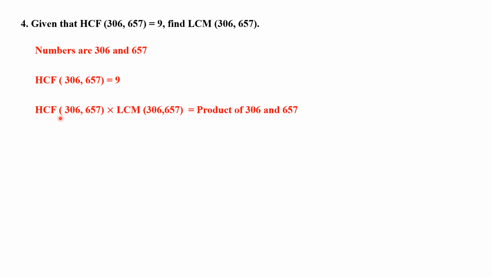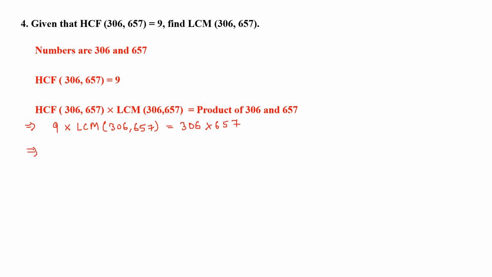First of all, we will write what is given in the question. So the numbers are given as 306 and 657. Then the HCF of both the numbers is given as 9. And now we have a relation: the product of HCF and LCM is equal to the product of the given two numbers. Now I'm going to substitute the values over here. So HCF of 306 and 657 is given as 9 into LCM is equal to the product of the two numbers. Now product of the two numbers means you have to multiply those two numbers, 306 and 657.